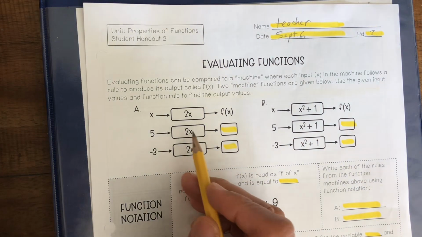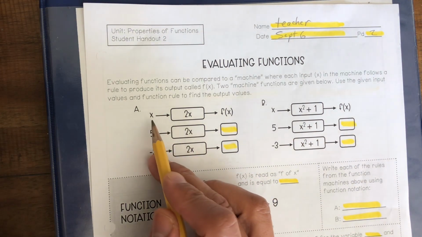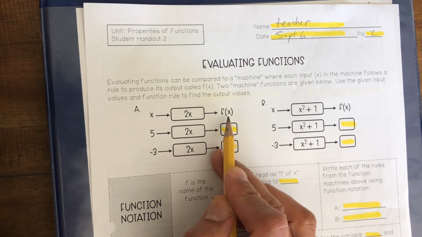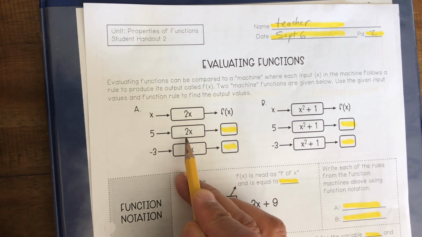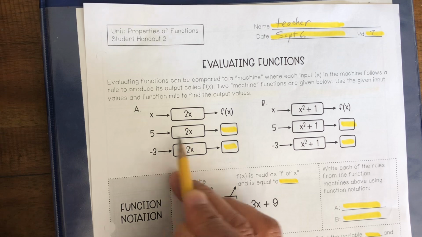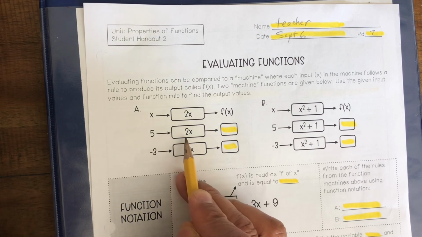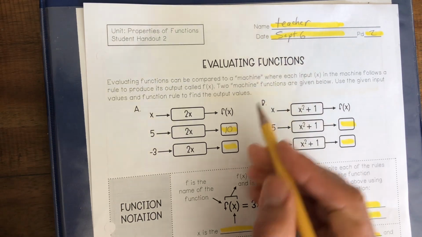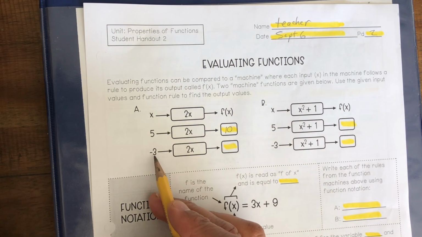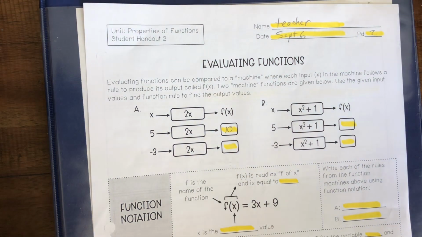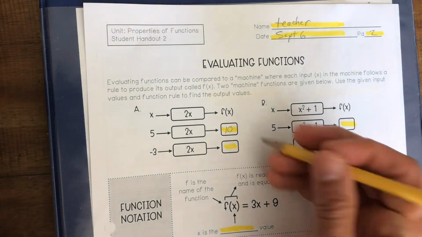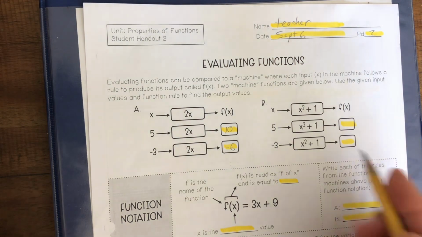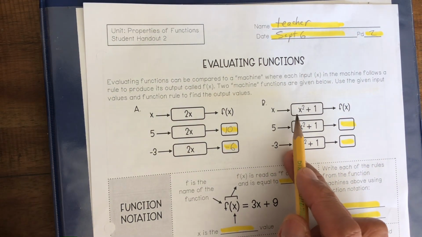For this one right here, the rule is whatever x is, whatever the input value is, we have to multiply it by 2 to get the output. So if we take the input 5 and multiply it by 2, we're going to get an output of 10. Now if we take the input of negative 3 and multiply it by 2, we're going to get an output of negative 6.